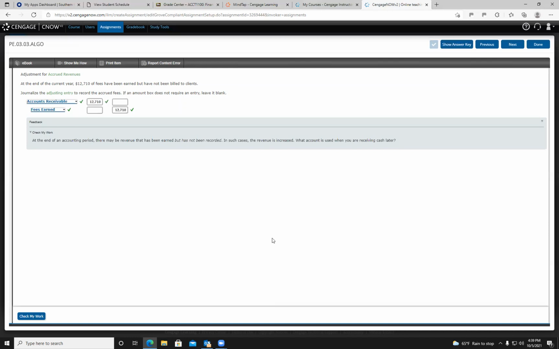So again, at the end of the accounting period, there may be revenue that's been earned but not yet recorded. In such cases, you will increase revenue because you've earned it. But you're going to post it to accounts receivable because you will be paid later. So it's money you're going to receive.